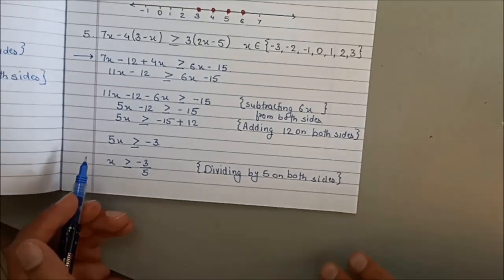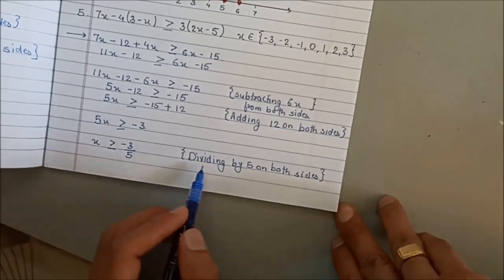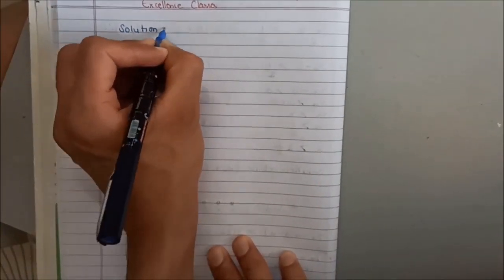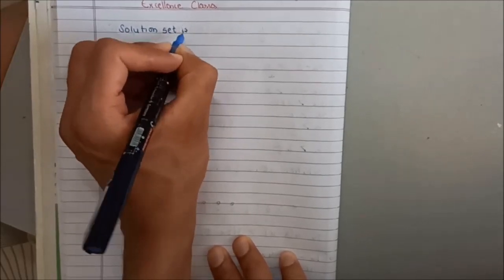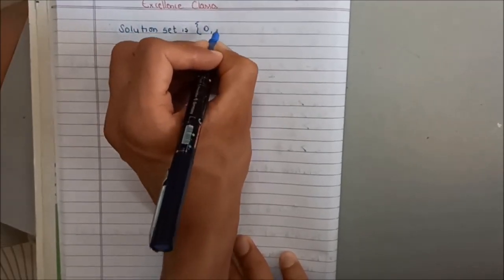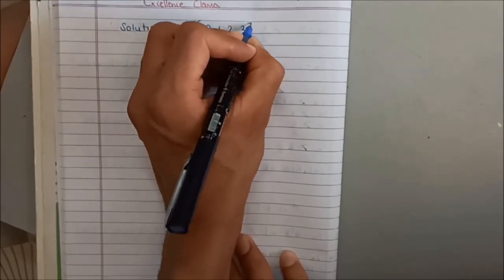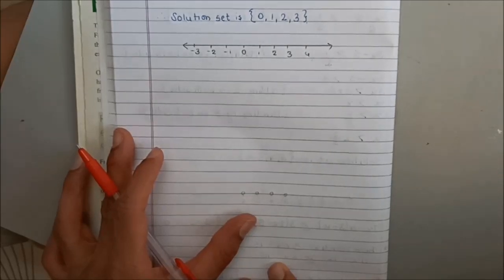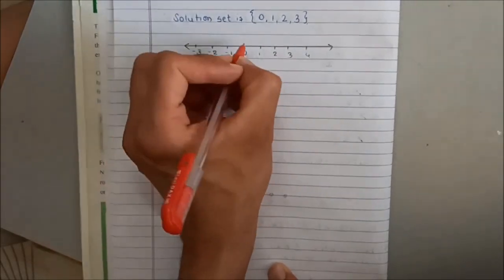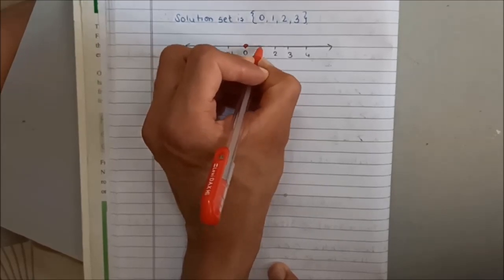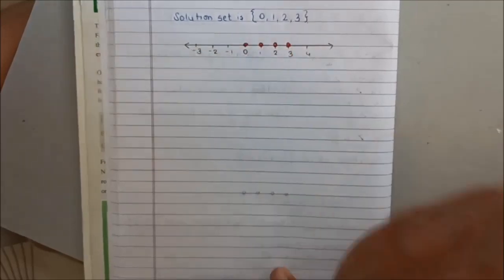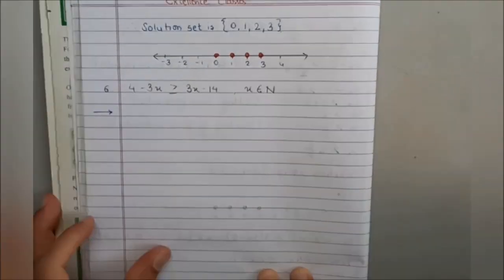Since I am dividing by a positive number, the inequality sign is not going to change. Therefore, the solution set in this case will be 0, 1, 2 and 3. This solution set, that is 0, 1, 2, 3, can be represented on a number line as this will be my final answer.